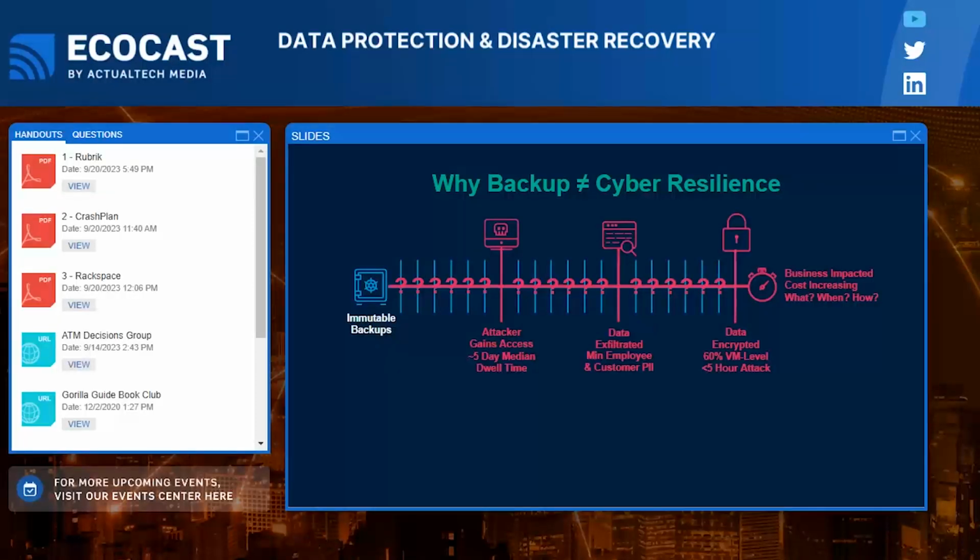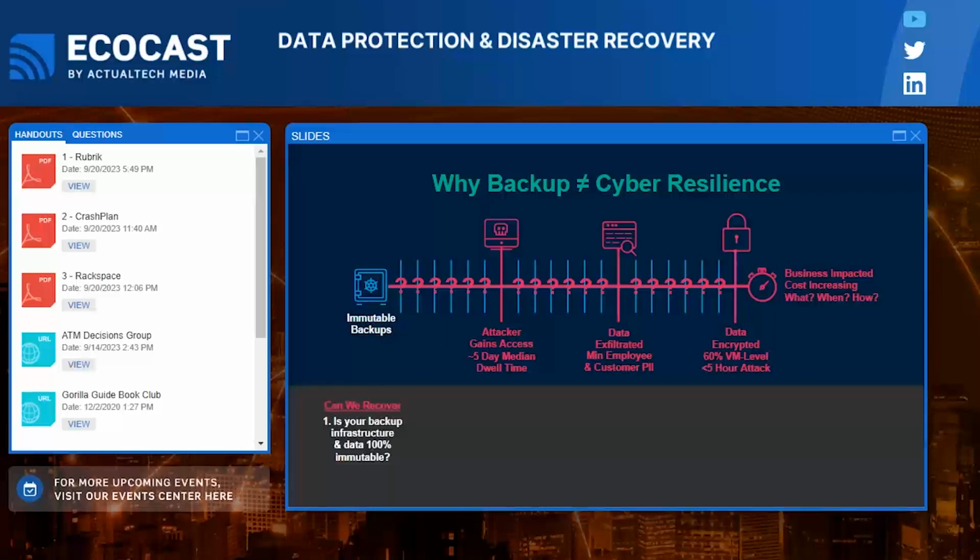So we talk about what are the things that we have to do. Number one, can we recover? Is your infrastructure and the data immutable? If we're relying on a virtual server to recover, and that server's been encrypted, well, there go your chances of a quick RTO. Then we talk about what do we recover. Is it easy to ascertain the blast radius of that attack if your EDR has been bypassed? We give you that ability.